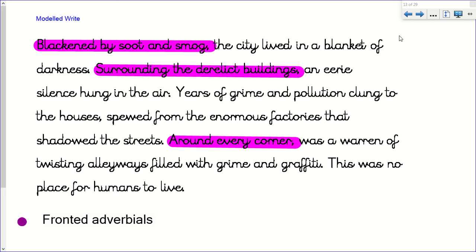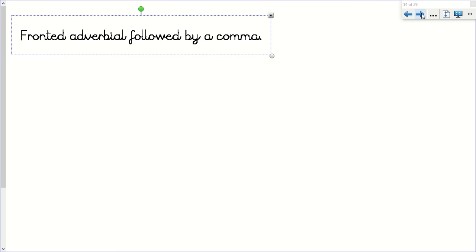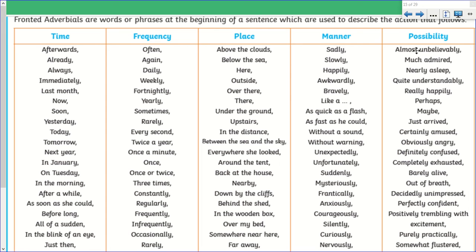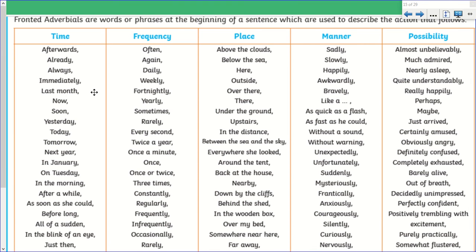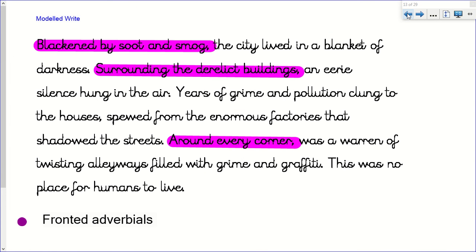Now what I'm going to include with this recording, I'm going to upload, where's it gone? Here it is. I've got this table here that's got lots of fronted adverbials that you could use. Okay, so I will upload that with it, so you've got lots that describe the time, how often something happens, the place, the manner, and the possibility. So I will upload that as a sheet for you to look at to give you some more ideas. Okay, so that is what we're doing.